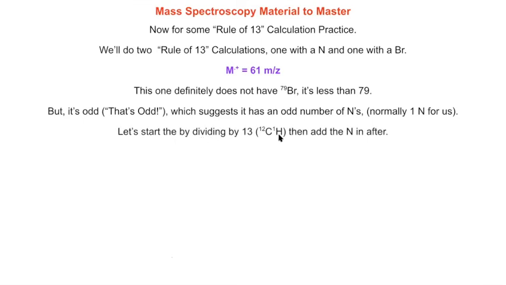And so we do a rule of 13 calculation. The rule of 13 comes from the fact that one carbon and one hydrogen equals 13. And then we'll add in the nitrogen afterwards. So let's do it. I've got my 61 divided by 13, going old school here. If I multiply 13 by 4, it's 12, carry the 1, 52. I subtract and I get a remainder of 9. So I've got 4 CH units and 9 remaining, which I'm going to call just hydrogens initially.